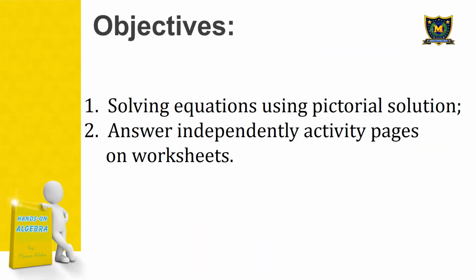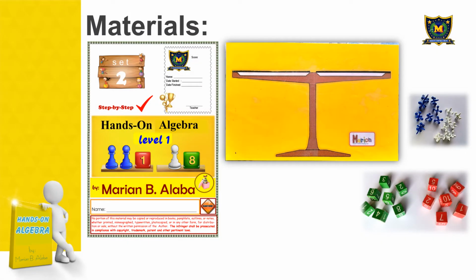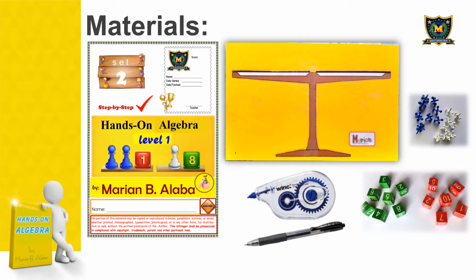The objectives for this: you will be solving equations using pictorial solution and then answer independently activity pages in your worksheets. For your materials, you will still be using the same worksheets, but this time you will be needing your correction tape and your black ball pen.